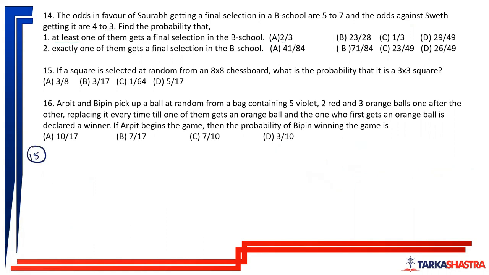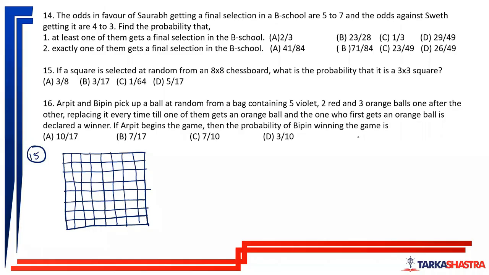15th question. If a square is selected at random from a 8x8 chessboard. So let me make a chessboard. So let us try to count the number of squares here. So dimension and number of squares. So 1x1 dimension, that is this. How many squares are there? This is 1, this is 2, 3, 4, 5, 6, 7, 8. As a total, if you count, it will be 64, which is 8 square.